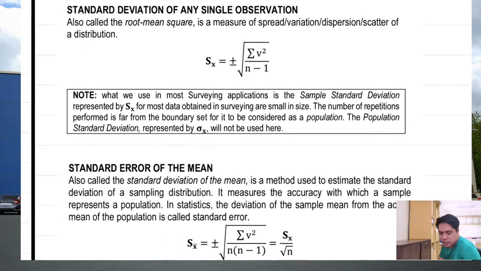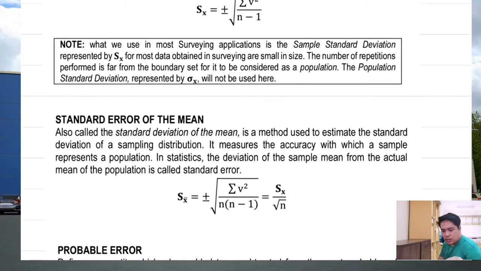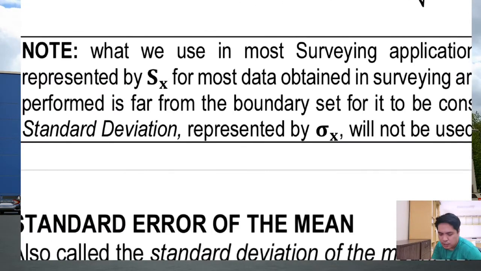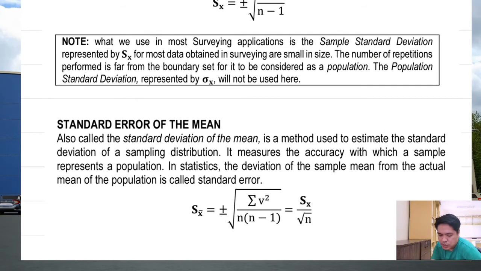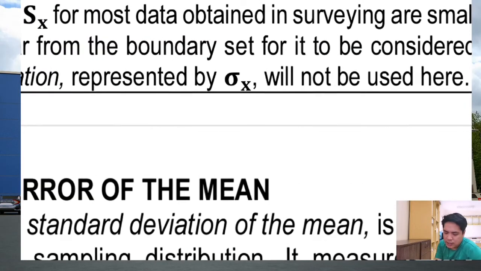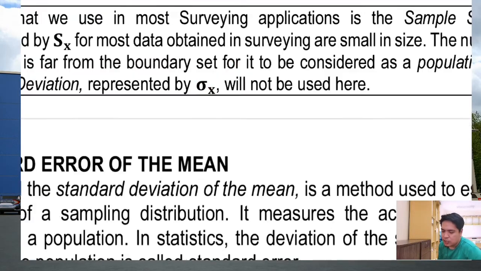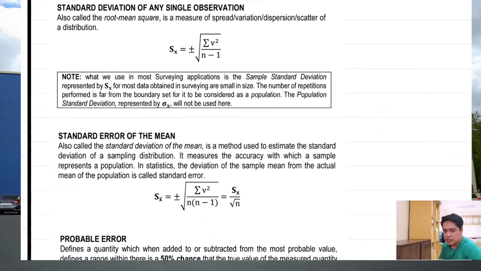Next in your statistics. So let us note that what we use in most surveying applications is the sample standard deviation, represented by this S sub X, for most data obtained in surveying are small in size. The number of repetitions performed is far from the boundary set for it to be considered as a population. Okay, we only have few observations. I mean, we only have few repetitions. Okay, so the population standard deviation represented by sigma sub X will not be used in here. So we'll not be using sigma.